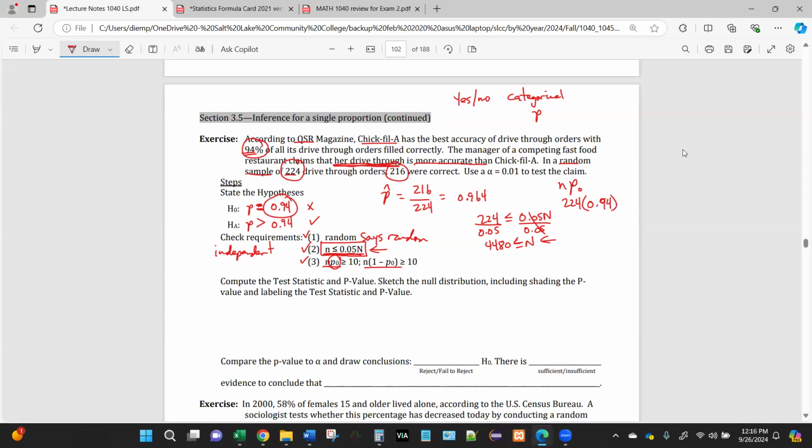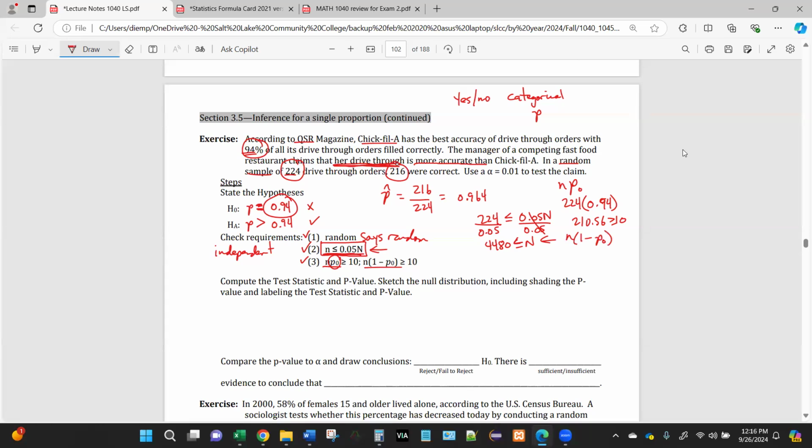0.94 is the null value here. So we're going to have 224 times 0.94. So we're expecting about 211 successes. That's certainly more than 10. If the null is true, then we would expect about 211 of the orders to be accurate. So that's the number of successes if the null is true.